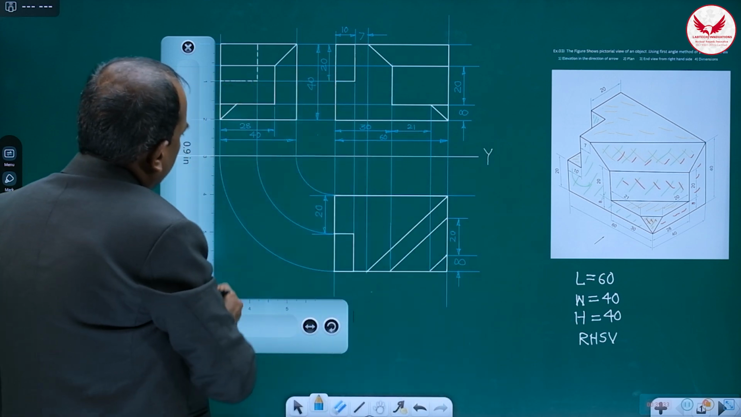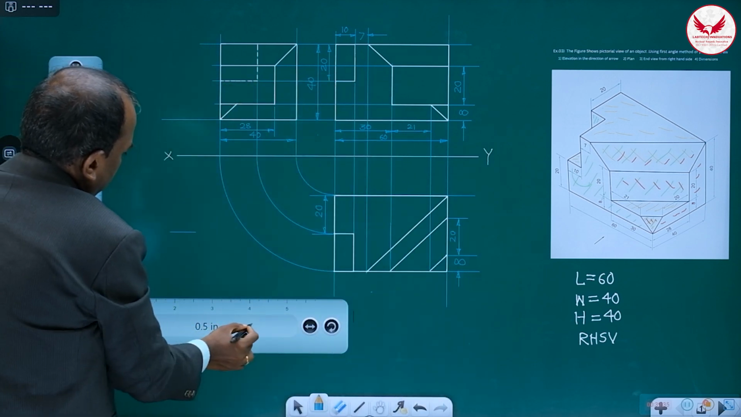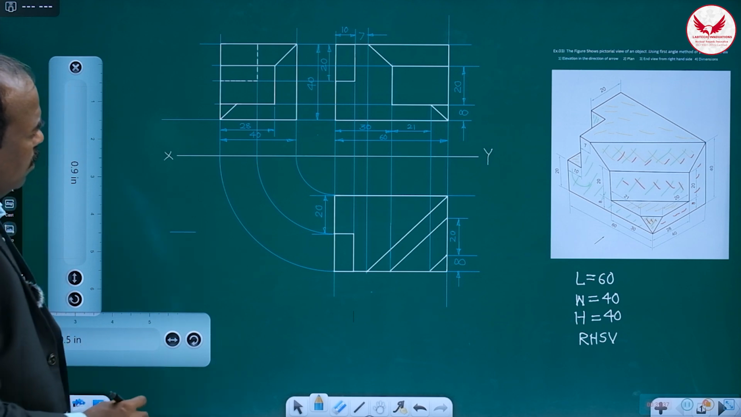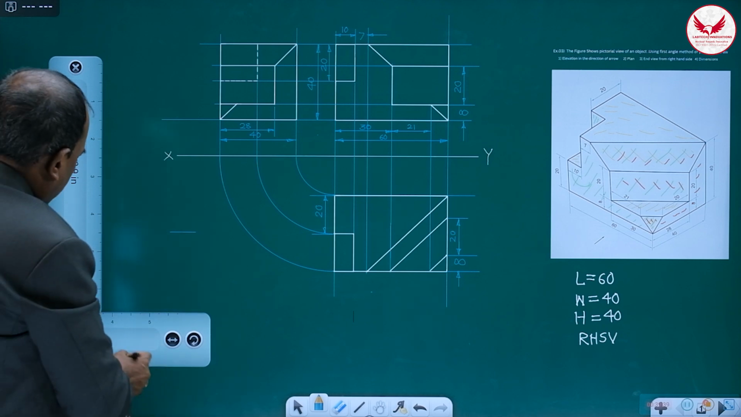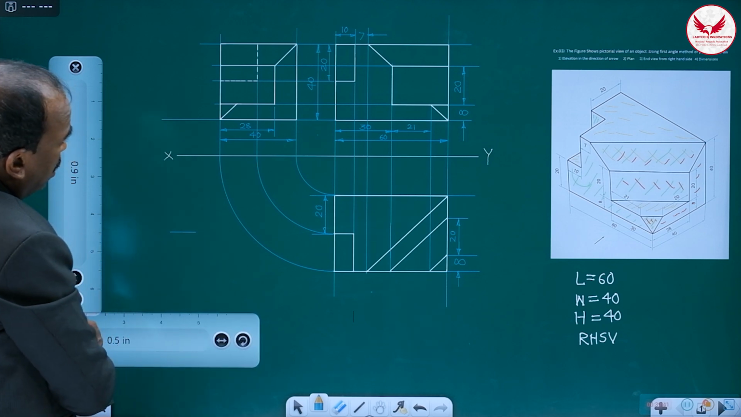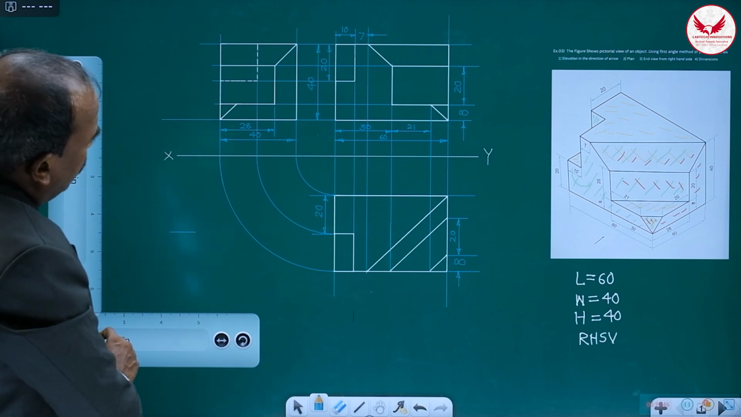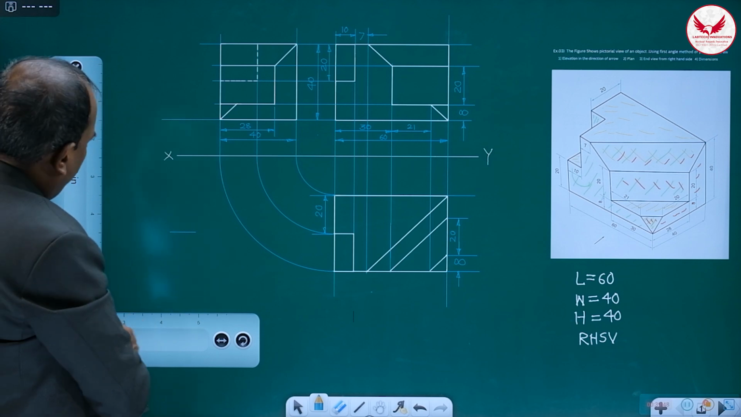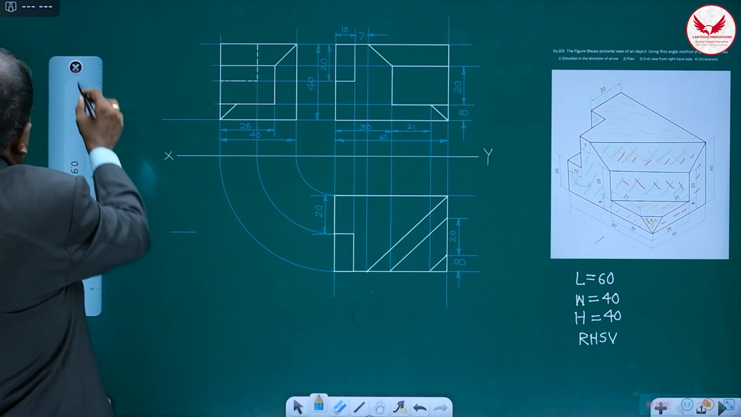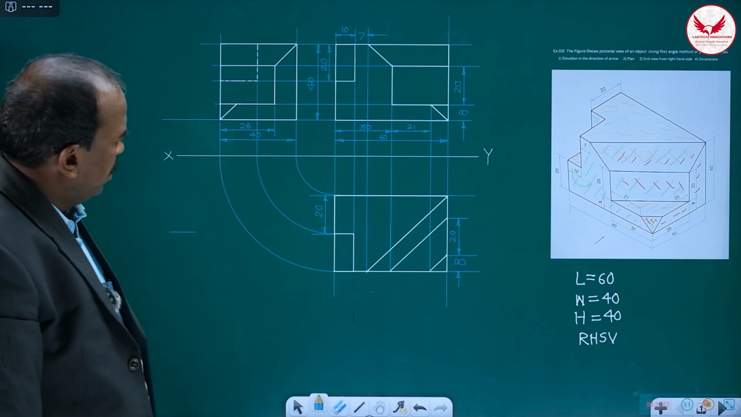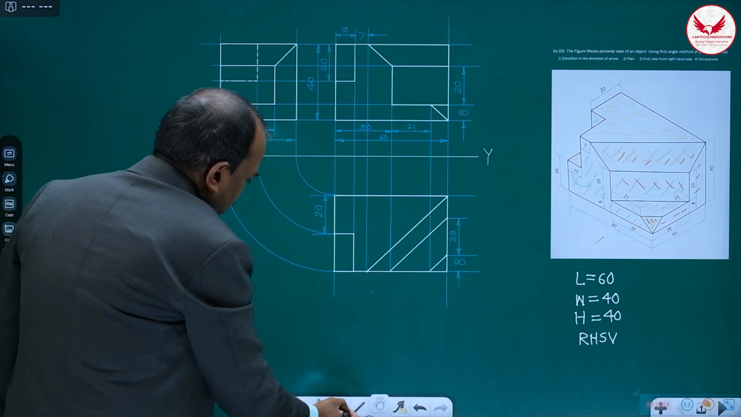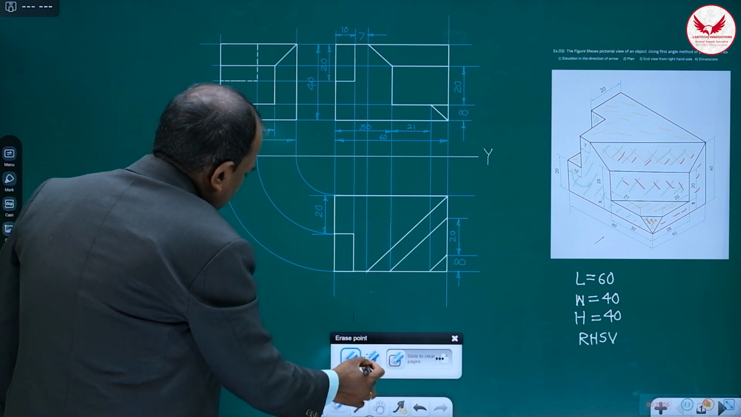It is 20. And I think all the dimensions are over. Each and everything should be dimensioned. That is the requirement of proper dimensioning. Again, with the help of a pencil, you can dimension nicely.